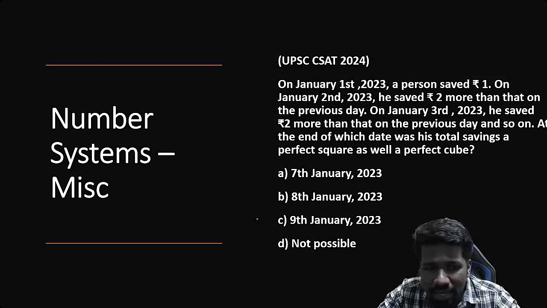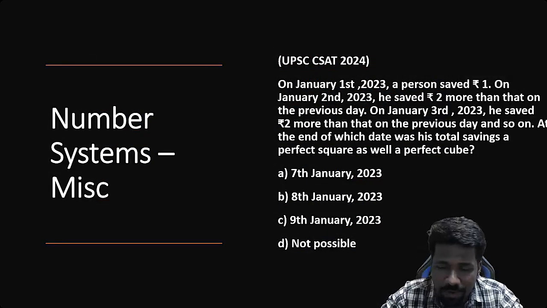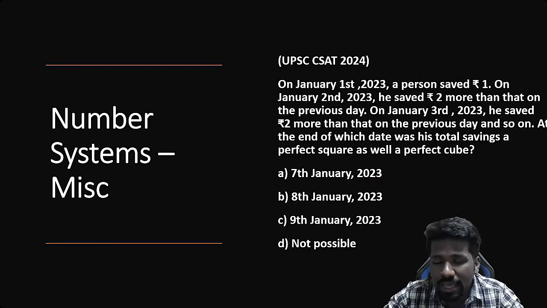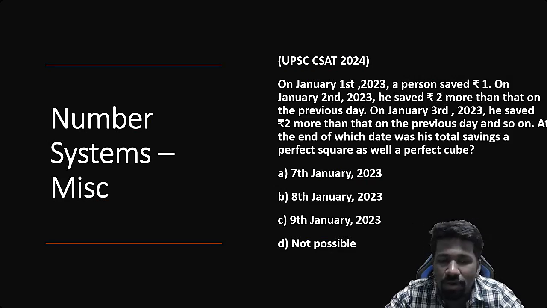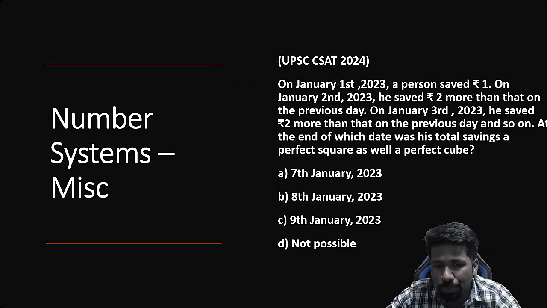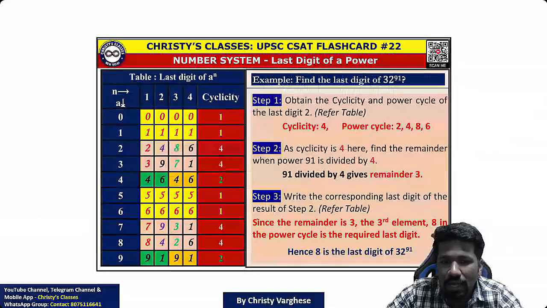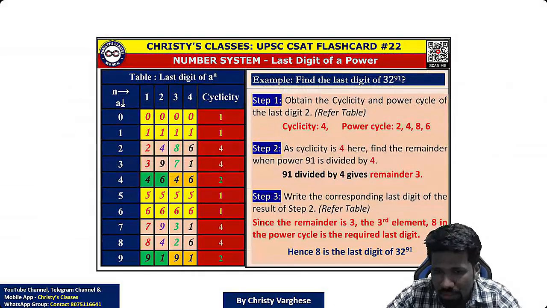Then there are some miscellaneous areas of number system from which questions can be asked. Miscellaneous areas means some of the questions have multiple areas, maybe divisibility and remainder theorem both are needed, or some word problems which have elements of number system involved in it. This is such a question asked in 2024. So those are the different areas of number system.